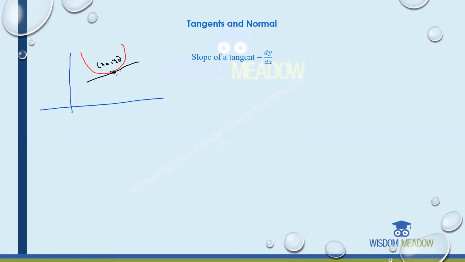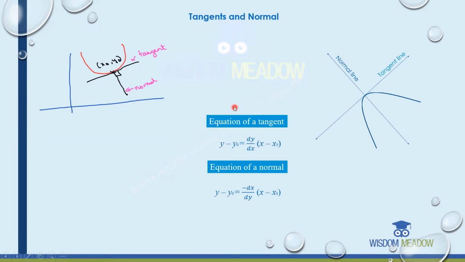The line which is perpendicular to the tangent is called a normal. So this is a normal, and that's the tangent. Tangents and normals are perpendicular to each other. Now, as we have learned before, the slope of the tangent is found by finding the derivative. Since the normal is perpendicular, its slope is the negative reciprocal of the slope of the tangent. That's how you get -1 by dy by dx.